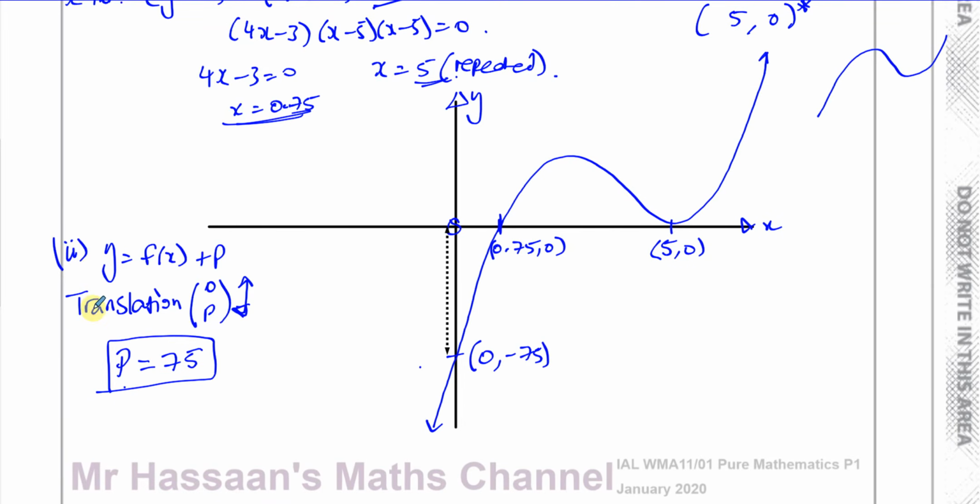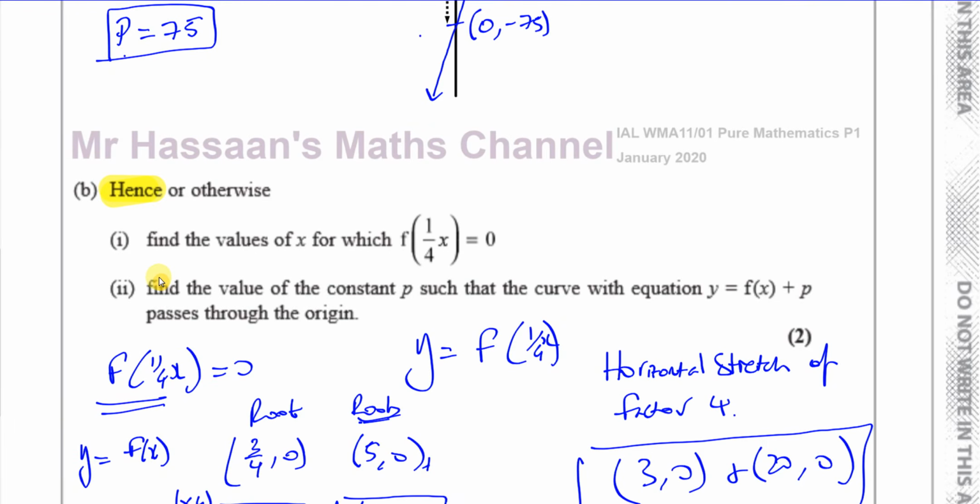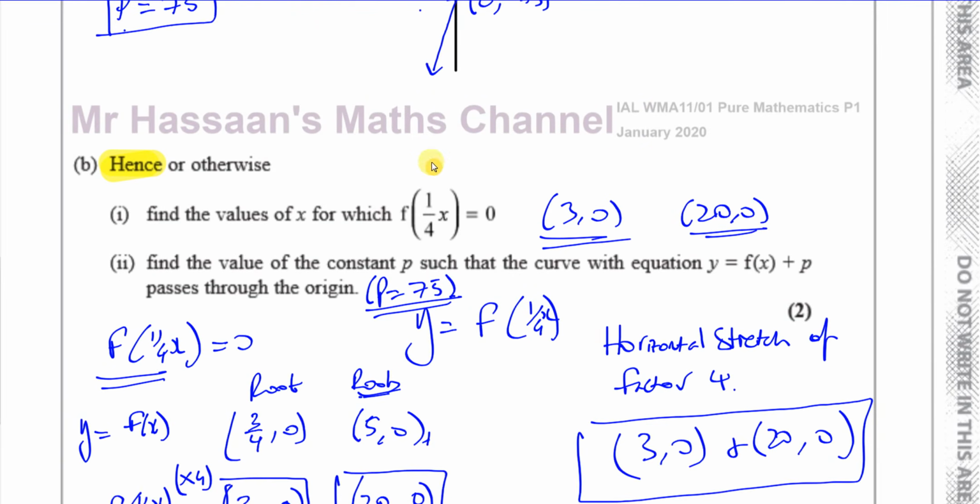That's part 2 of the question. We worked that out from the translation of the curve. So we used the sketch of the curve to calculate these 2 answers. Okay, so the values of x for which this is equal to 0 are 3, 0, and 20, 0. And for this, it's p equals 75. And there we have the answers for part B. Okay, now I'm going to show you part B in another way.